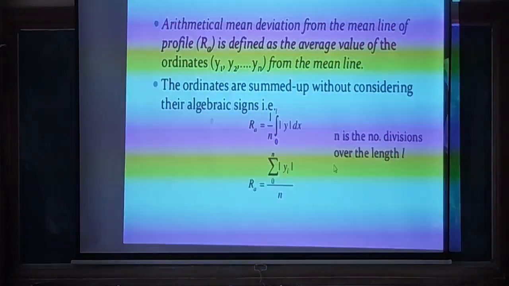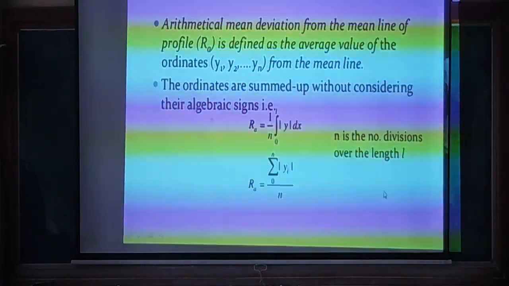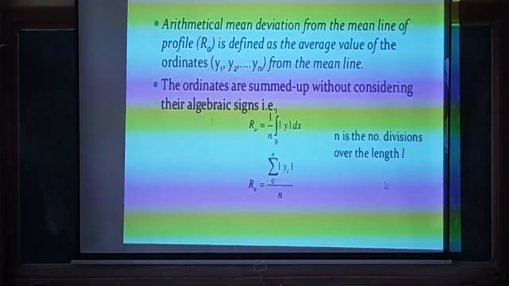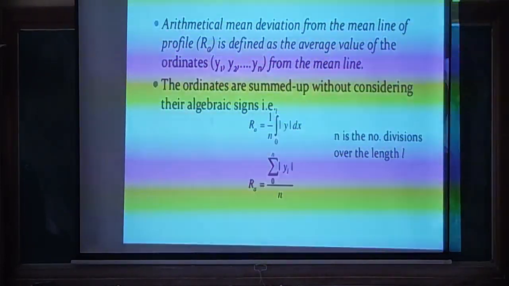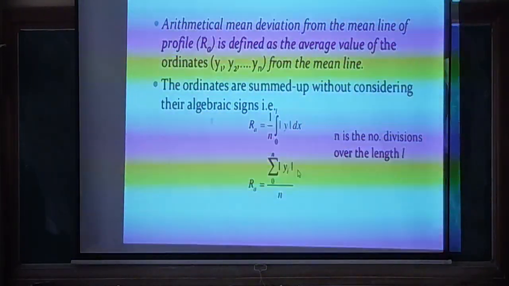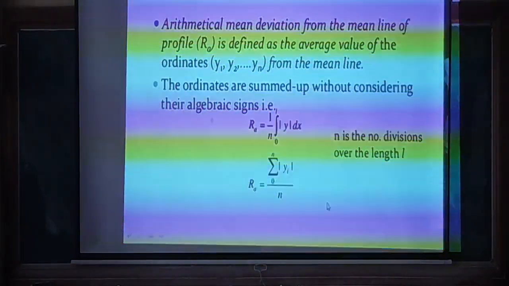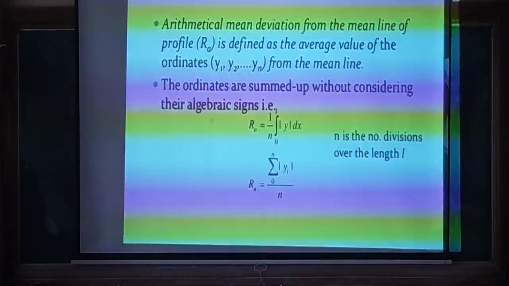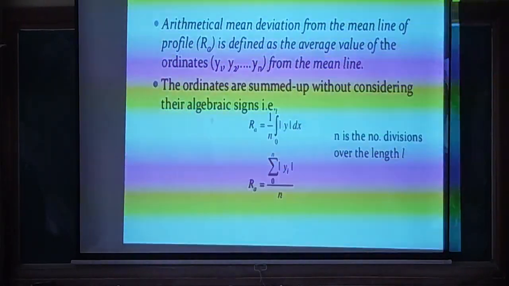So here, what is n? n is the number of divisions over the length L. How many divisions you are going to make, that is the number of divisions over the length L. So Ra is calculated as the sum from 1 to n of mod y divided by n. This is how we calculate the arithmetical mean deviation from the mean line.